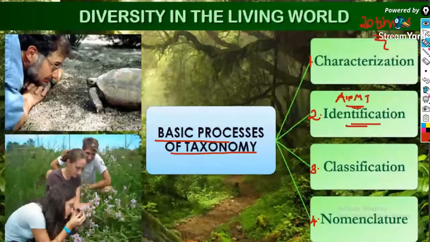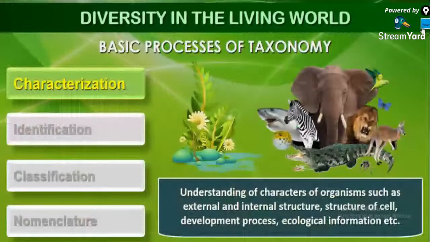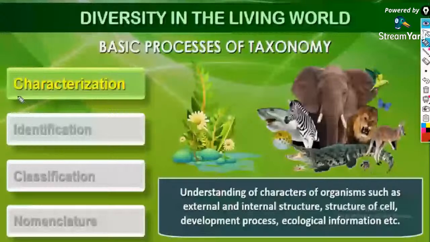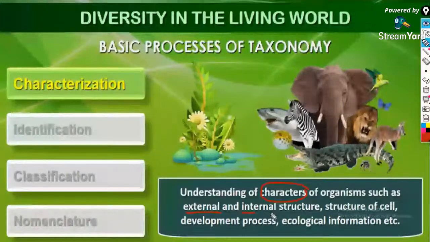Moving on with the next one, that is characterization. The first step, characterization, we are going to discuss now. Understanding the character, all these things are not important, you have to study only that term. We have more to study about nomenclature. Understanding the characters of an organism, such as external and internal structure, then the structure of cell and the development processes, ecological information, all these come under the technique of characterization. I hope this is clear.